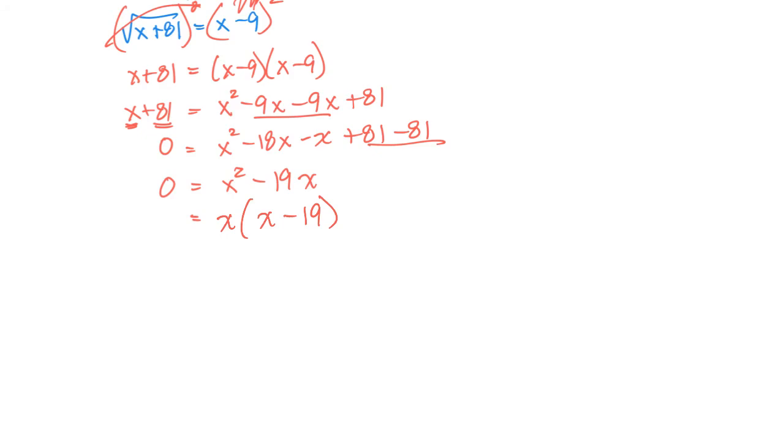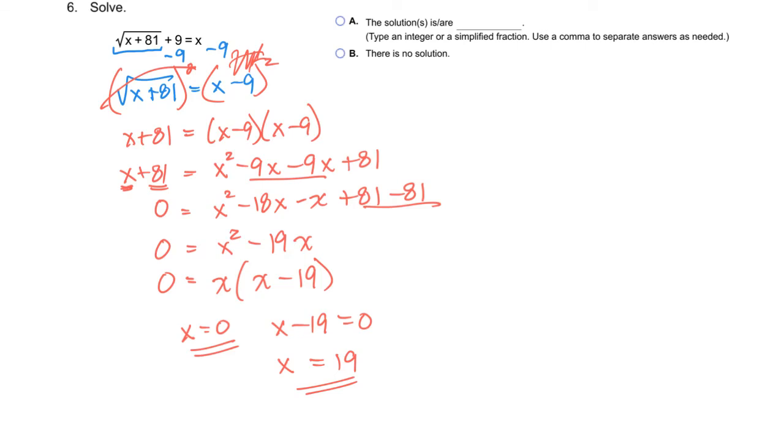And then, at this point, I can use my zero property. So either x is 0 or x minus 19 is 0. For this one, I'll add 19 to both sides. I get a positive 19. So my answers are 0 and 19. Now, like I've said before, it's always a good idea to check. Let's check each of those and see what I come up with.